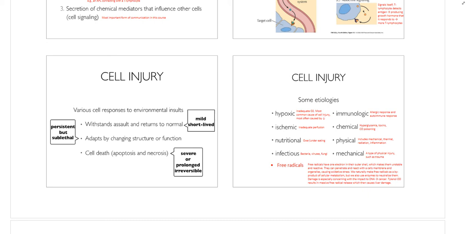death. We can have also nutritional injuries from either overeating or undereating. We already covered that a little bit. Infectious etiologies or injuries can come from bacteria, viruses, fungi. We all kind of know how those work. We can have immunologic issues, as mentioned earlier, like allergic responses and autoimmune issues. We can have chemical injuries.